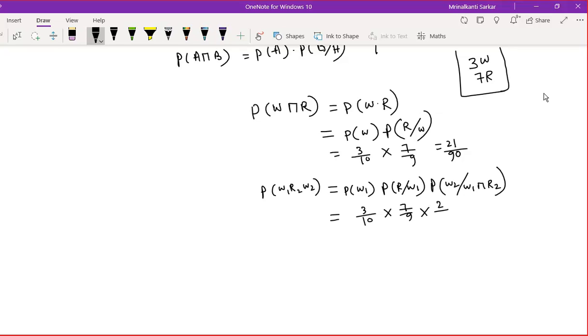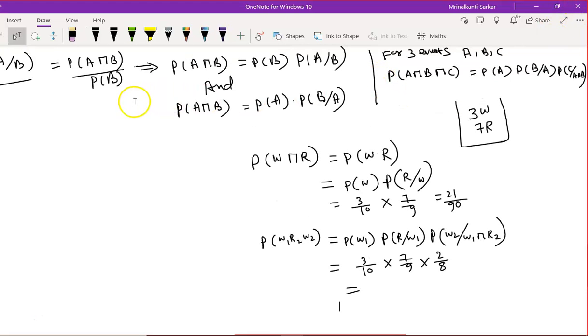Then step by step, when 2 balls are withdrawn, 8 are left. Out of these, 2 white and 6 red balls are there. So white you are taking again, 2 divided by 8. This is the case. This way probabilities can be multiplied. We can continue this process for many cases. So in the multiplication rule also, we have got that two probabilities can be multiplied. P(A intersection B) will be P(A) multiplied by P(B by A).